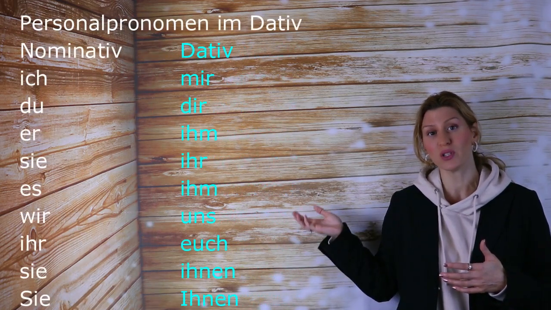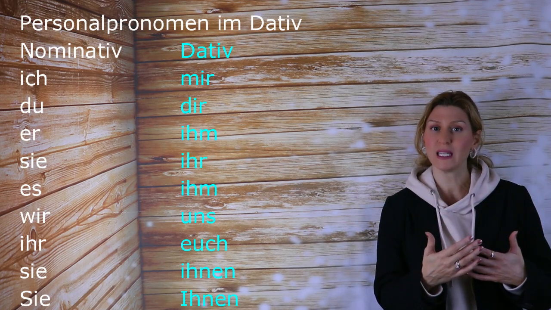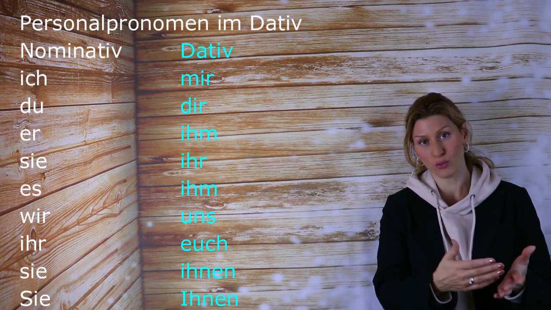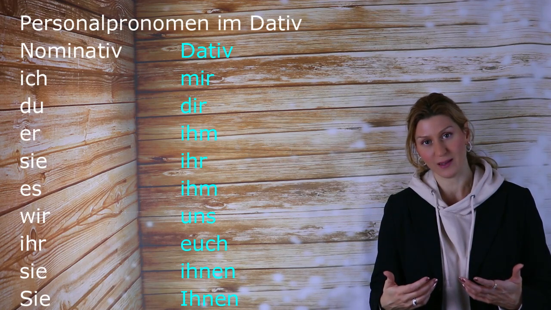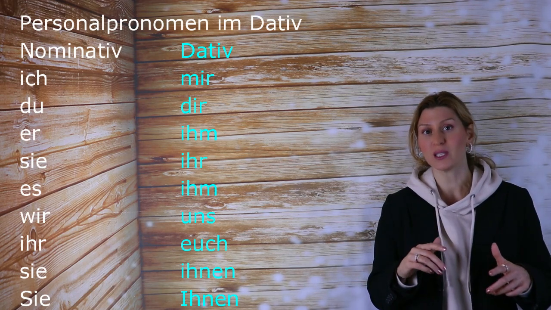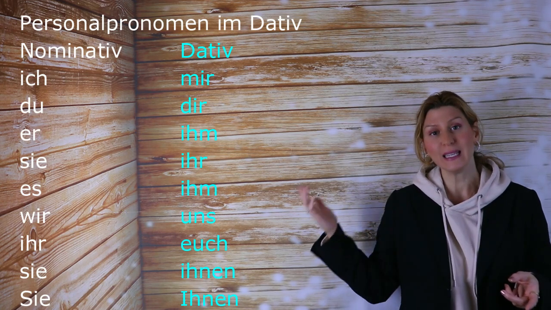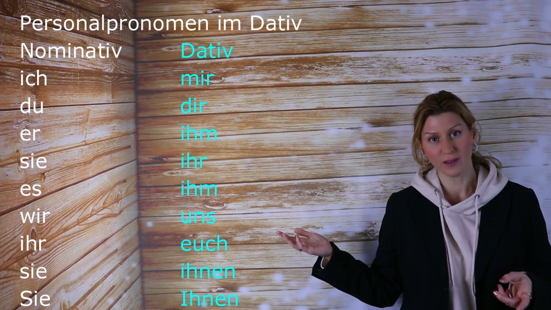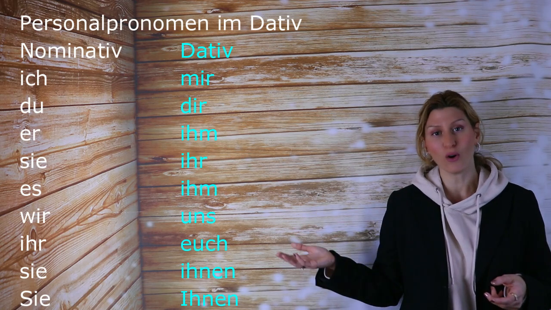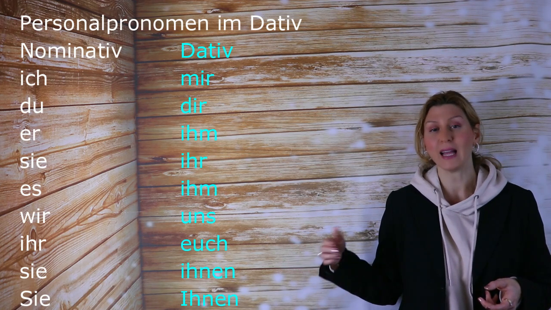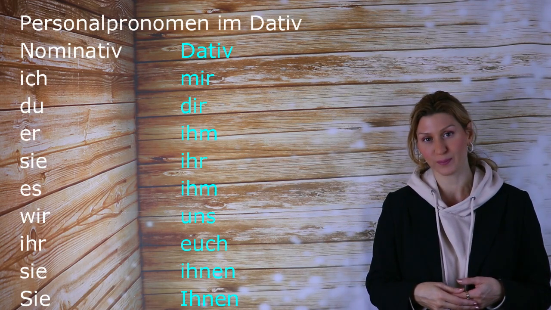Personalpronomen in dativ, personal pronouns in the dative case. And you know, in nominativ we have ich, du, er, sie, es, wir, ihr, sie, sie. And in dativ, this would be mir, dir, ihm, ihr, ihm, uns, euch, and ihnen, informal and formal.